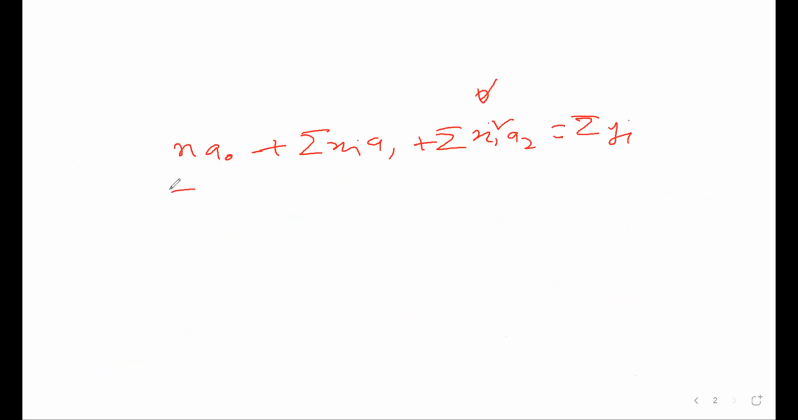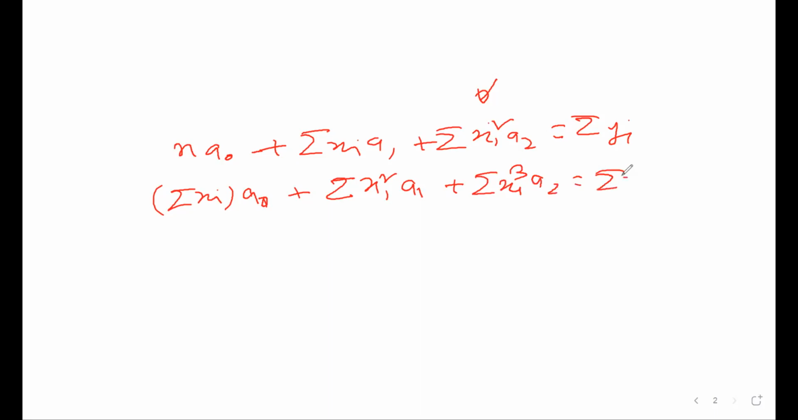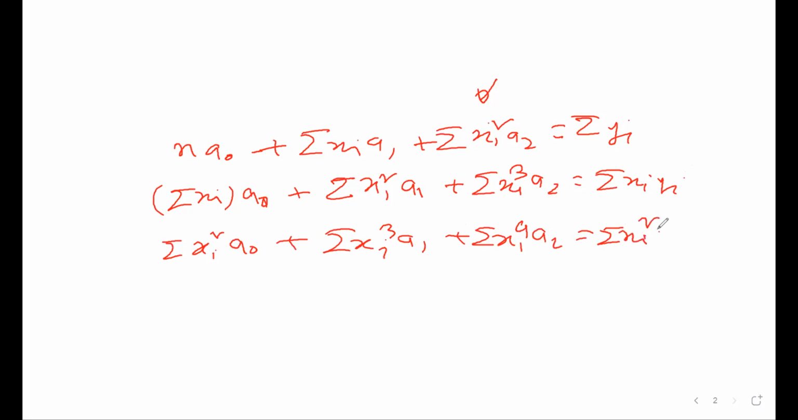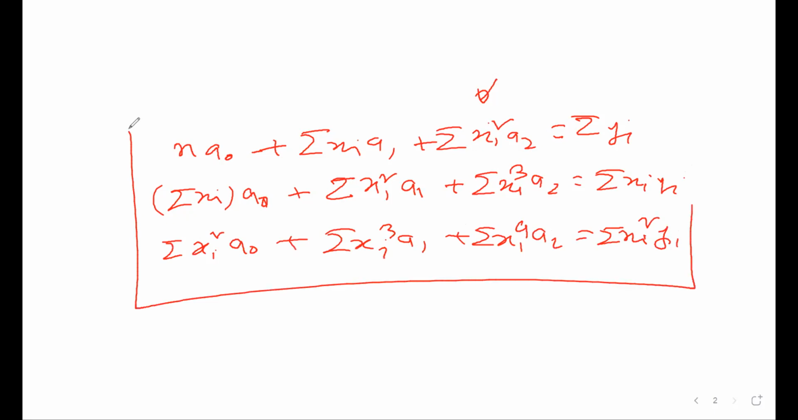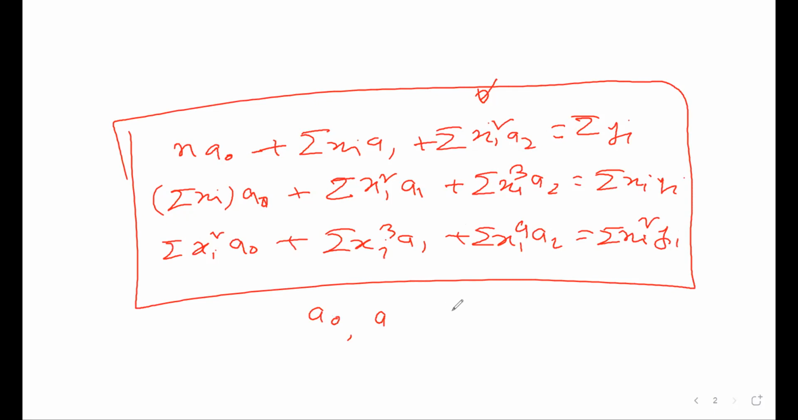And the second equation would be equal to sum of xi into a0 plus sum of xi squared into a1 plus sum of xi cube a2 is equal to sum of xi yi. And the third equation will be equal to sum of xi square a0 plus sum of xi cube a1 plus sum of xi 4 a2 is equal to sum of xi square yi. Okay. So in this way, you solve for a0, a1, and a2. That will give you the best fit of your curve.